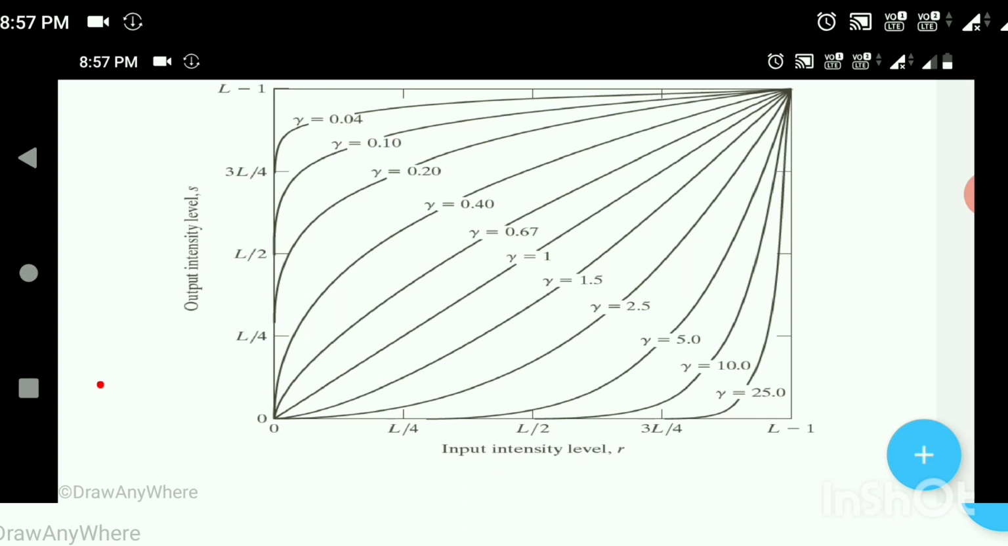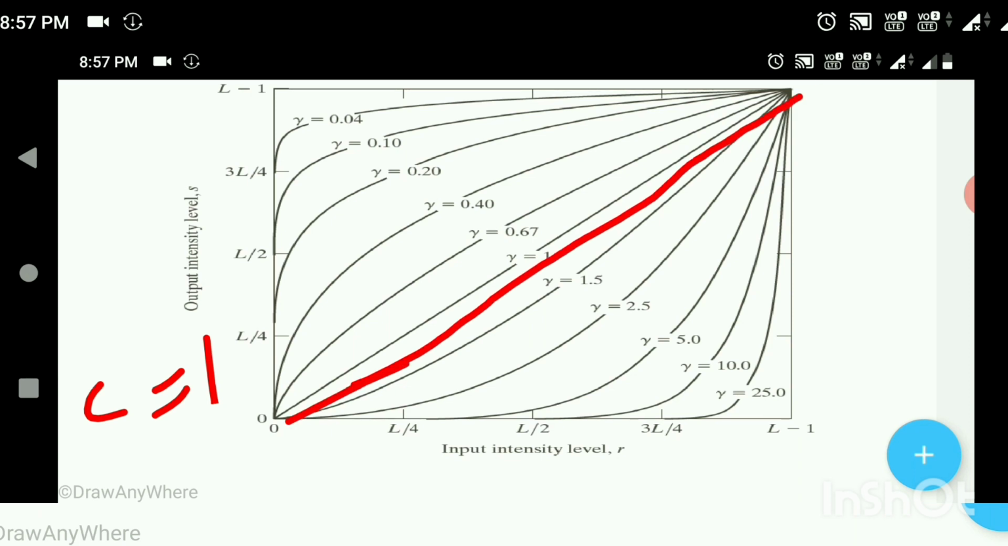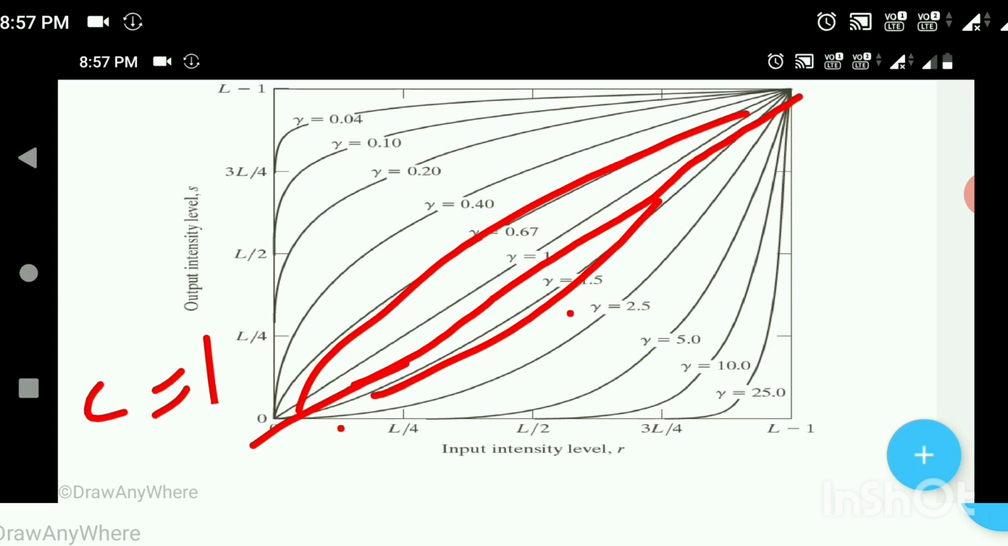If you see the curves, these values are calculated for C equal to 1 and for different gamma values. For C equal to 1 and gamma equal to 1, you get a graph like this, the identity. For gamma equal to 1.5, the power law graph is like this, and this one, 0.67, is 1 by 1.5, the reciprocal of this value.